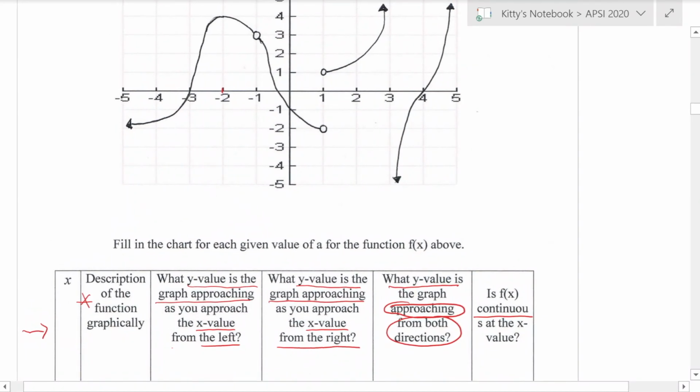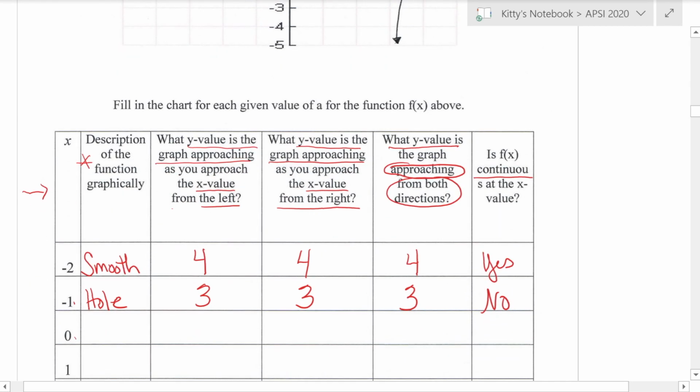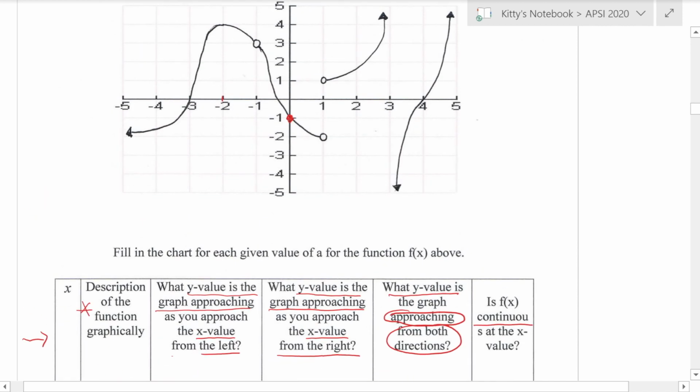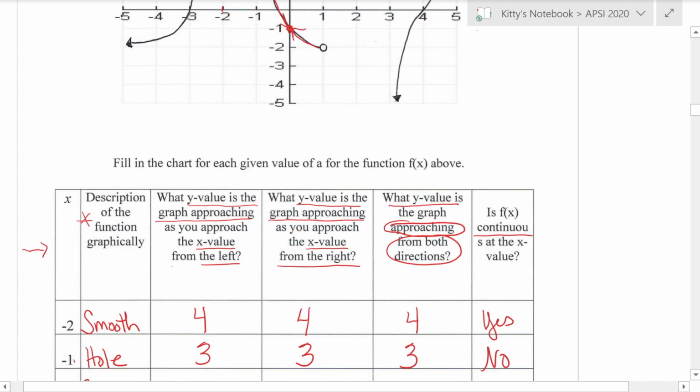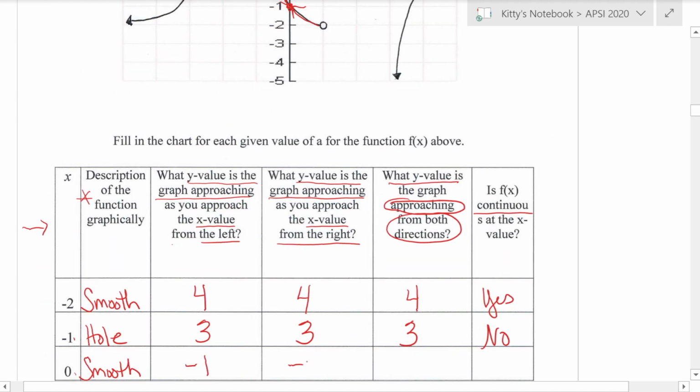So where is 0? There's 0. And go down to the point that goes with it. And there's the point 0, -1. That's also a nice smooth place, right? So I'm going to write the word smooth. And as you come in from the left, you're going to this y value of -1. And as you come in from the right, you go to the y value of -1. So both directions are approaching -1, and it is continuous there.